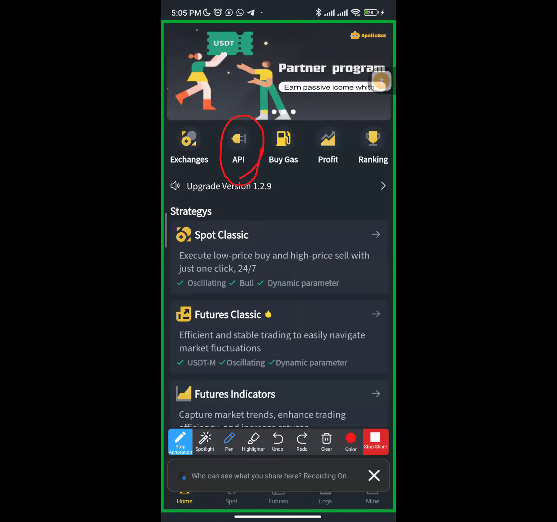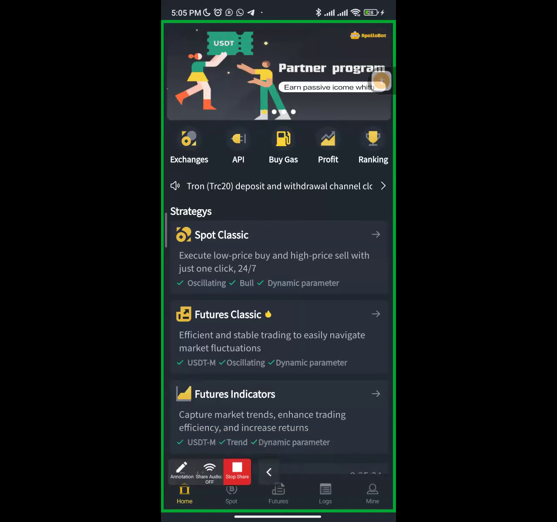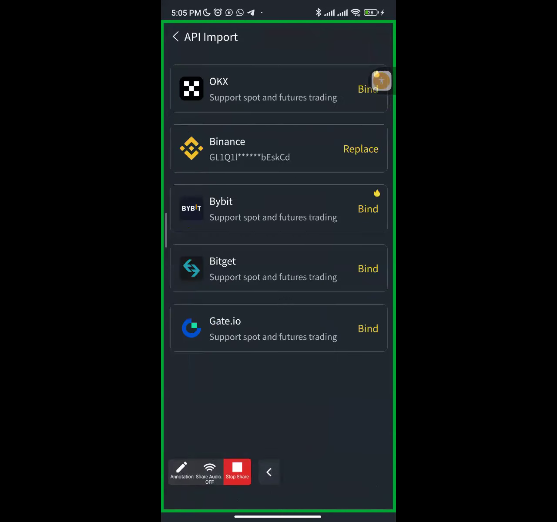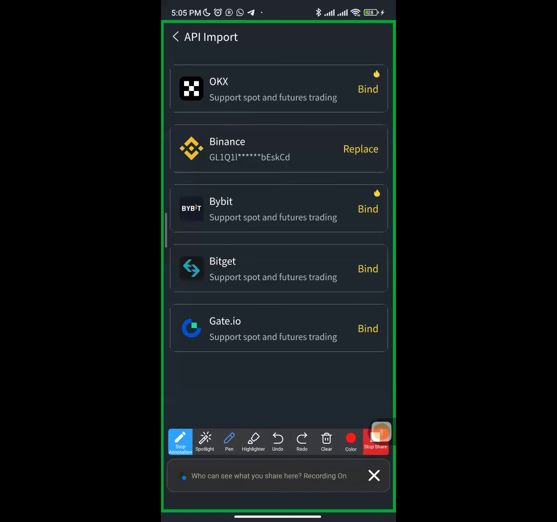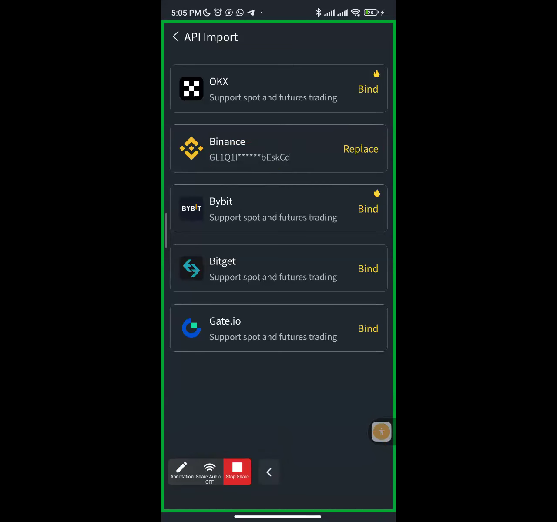So when we tap on API, what happens? You see the list of exchanges here, five of them. You choose one that works for you. If you have Binance, then you can use Binance. For this presentation, this one is already bonded to the bot, so you can see that's why it has that replace. I have my special API key here. This is already connected, so it's trading successfully. So that's the first thing you do.